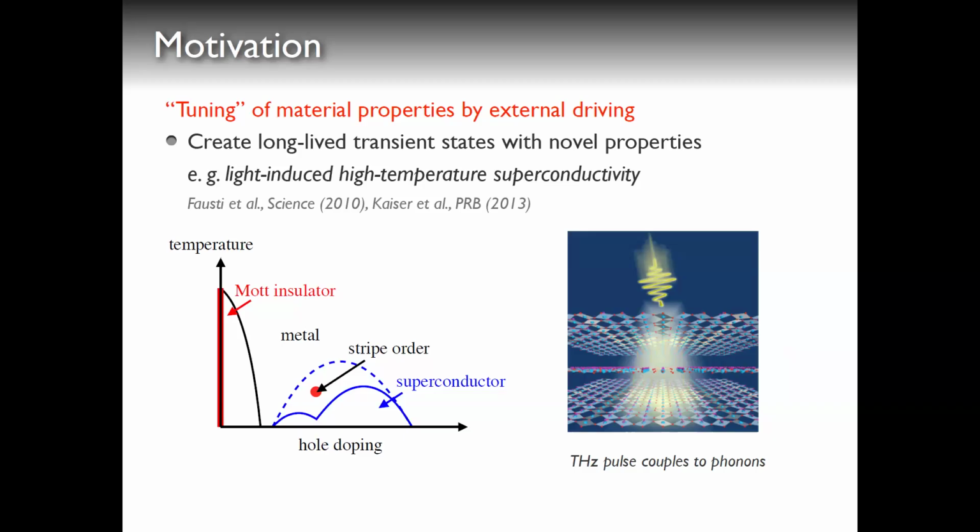A particularly ambitious goal is to create long-lived transient superconducting states. There is an example by the Cavalieri group, or several examples. The first one by Fausti was on a material where superconductivity is suppressed at a certain doping range by a competing stripe-ordered phase. And what they did is they excited the lattice degrees of freedom by a terahertz pump pulse, and then they showed that superconductivity emerges at temperatures where it is suppressed in equilibrium by this competing ordered phase.